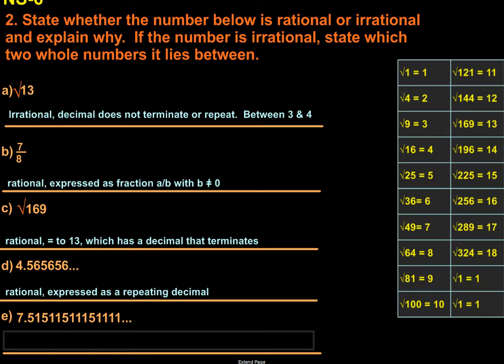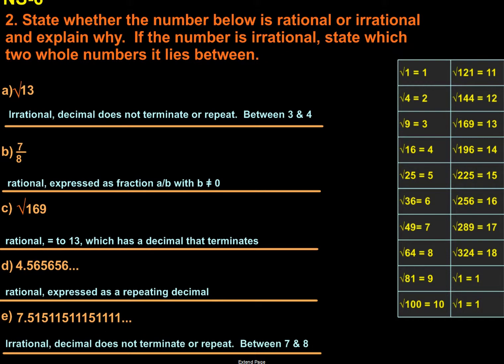The last number we have is 7.51511511151111..., 5 with one 1, then 5 with two 1s, and so on, indicating that this continues. While you can see a pattern to this, the pattern is such that the ones keep increasing by one additional digit each time. So that's not a repeating decimal, it's just an unending decimal. It's a decimal that doesn't terminate, and so that would be irrational. And if we look at 7.5, it's pretty easy to see that that falls between 7 and 8.